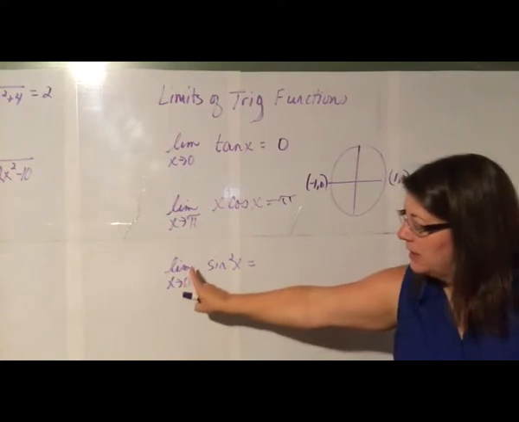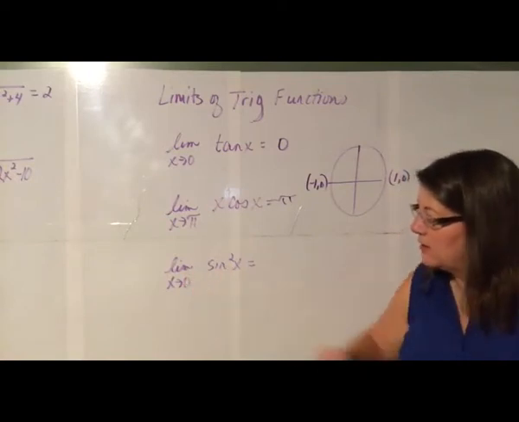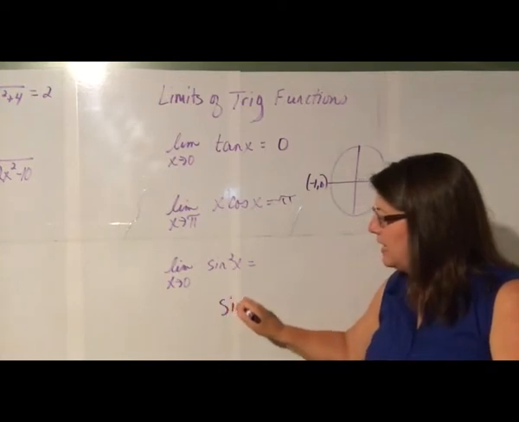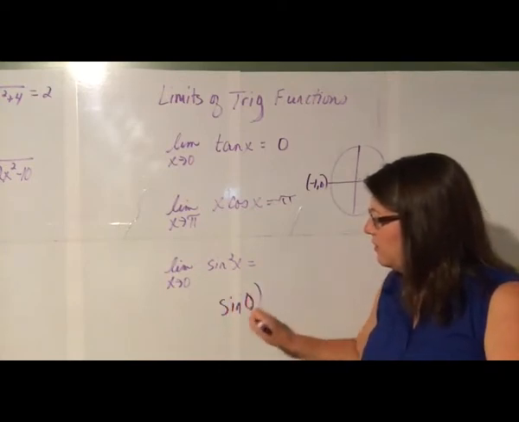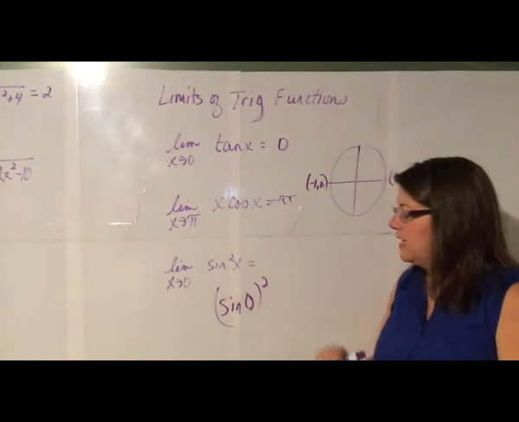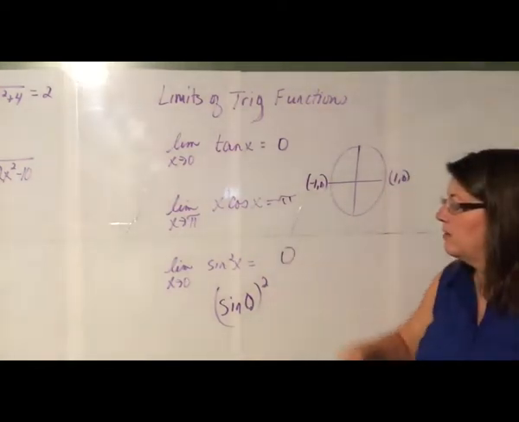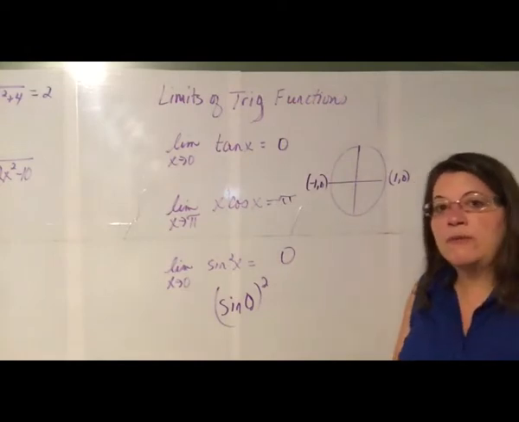Here I have the limit of sine squared x as x approaches 0. Well, that's the same thing as sine of 0 squared if we plug the 0 in. So sine at 0 is 0, and 0 squared is 0. So that's just a quick review of some trig functions.